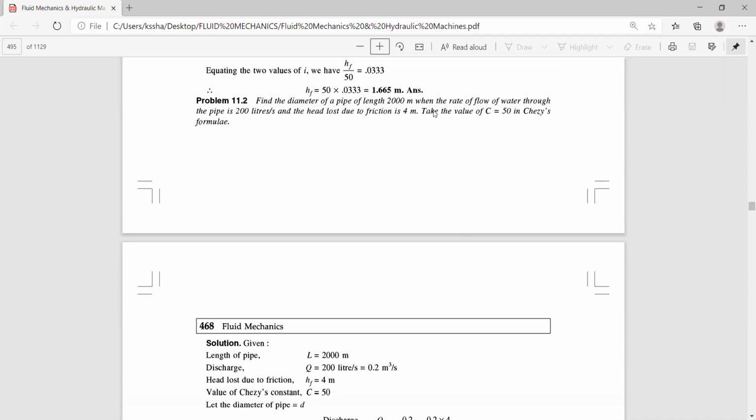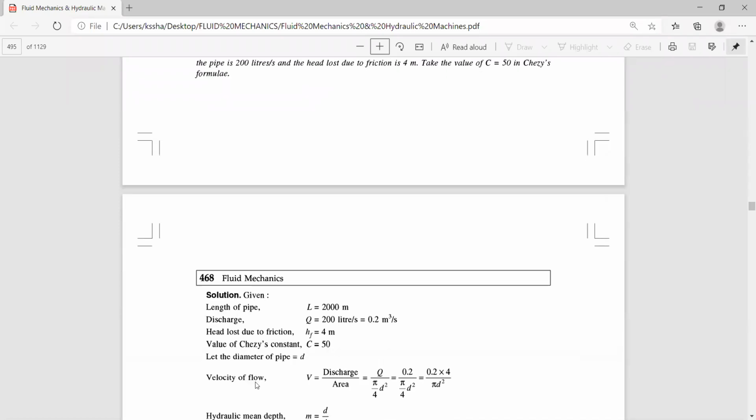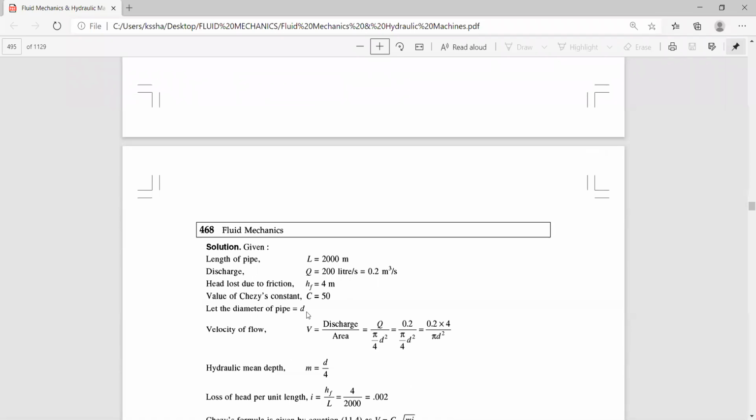So the length of the pipe is 2000 meter. Discharge Q is 200 liters per second, which comes out to be 0.2 meter cube per second. Head loss due to friction hf is equal to 4 meter. The value of Chezy's constant is 50. The diameter of the pipe we are denoting by D.